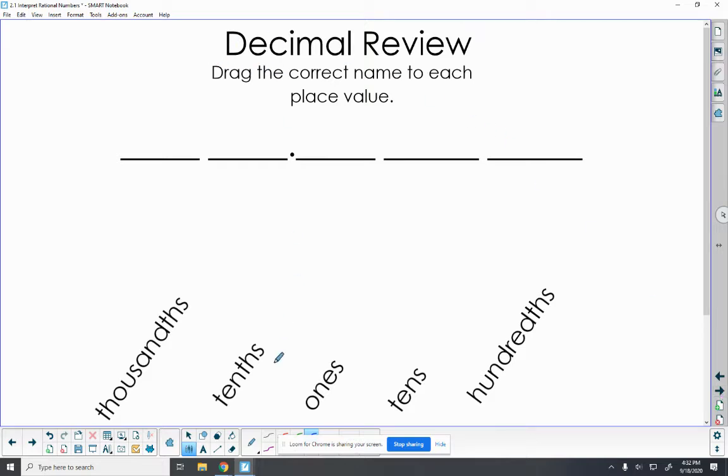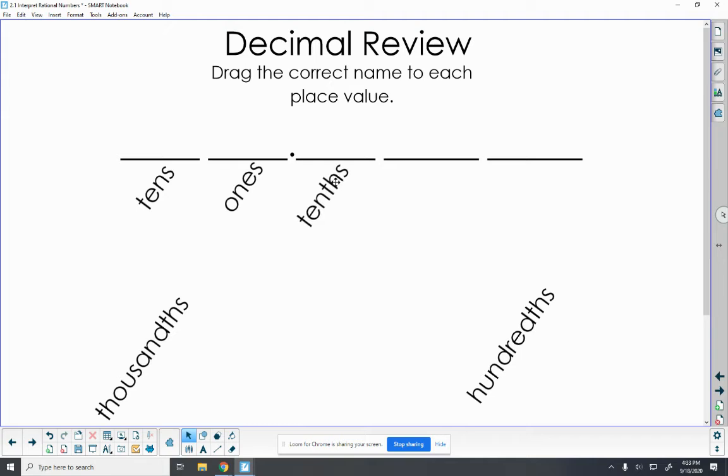So just to review here, I want you to stop and pause this video and see if you can think of what each place is called before I move them there. So I know right to the left of the decimal is the ones place, and 10 times bigger than that is the tens place. Into the decimals, the first place I get is the tenths place. TH on the end tells me I have a decimal place. And every time we go to the right, we're getting 10 times smaller.